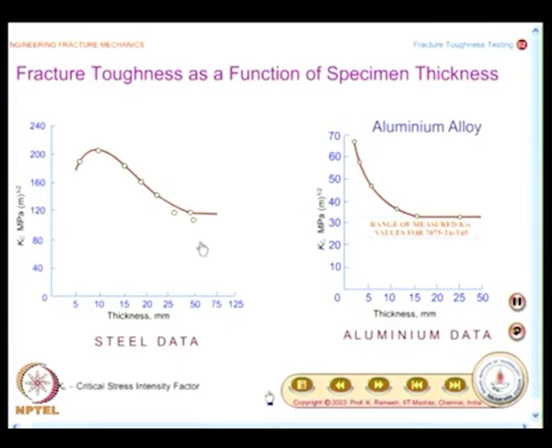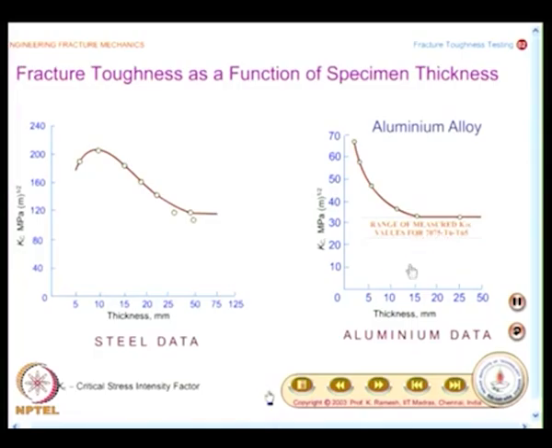And if someone is alert, you would find the thickness is different for an aluminum alloy and thickness is different for a steel data. You say it is plane strain when it is about 50 millimeter thickness, whereas here even a 15 millimeter thickness is in a situation of plane strain condition.